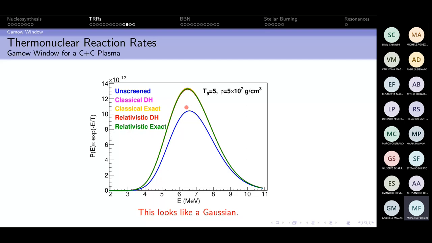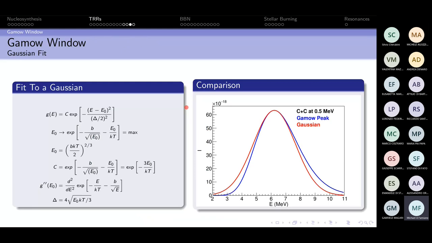That's also an approximation for screening, where the electrons are very relativistic. DH, if you're interested, means Debye-Huckel. It's an approximation for screening. Yep, it's a linear approximation for the electron screening potential. If you're interested, I can show you a paper or two that we wrote on this. It's kind of a fun project, this right here. And so we approximate this to a Gaussian.